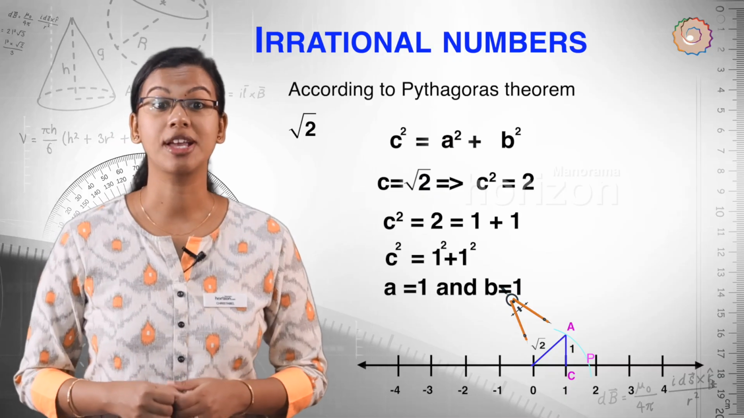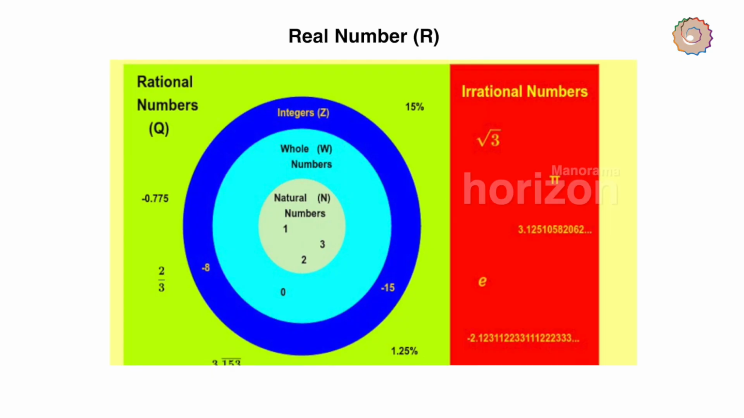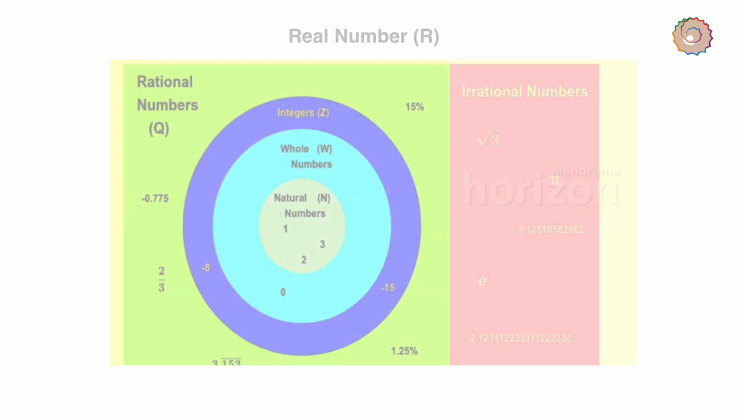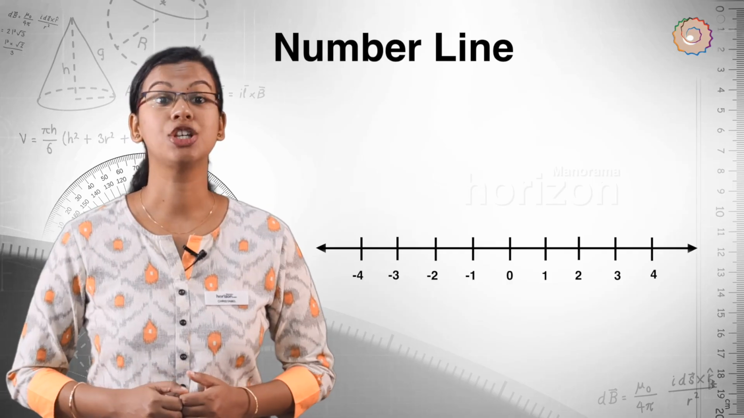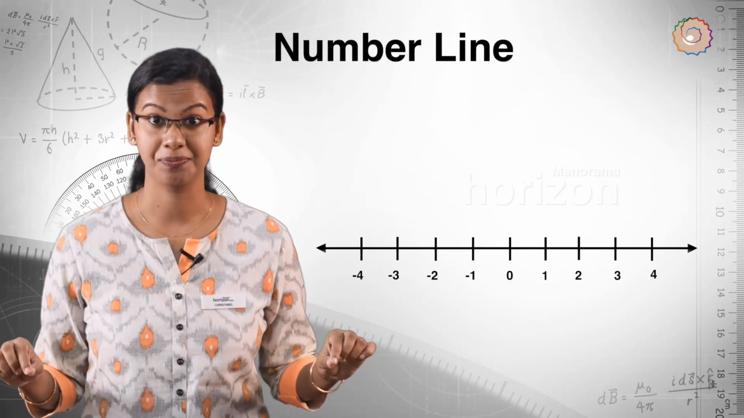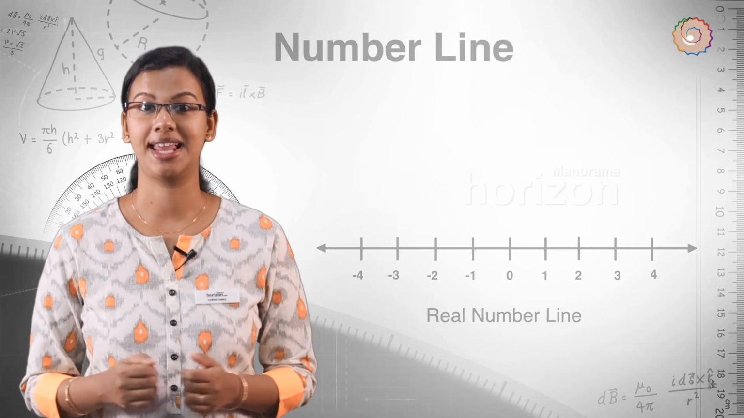Now, let's talk about real numbers. Real numbers are a combination of rational numbers and irrational numbers, and that is denoted as R. So, every real number can be represented as a unique point on the number line. So, a number line can be called a real number line.